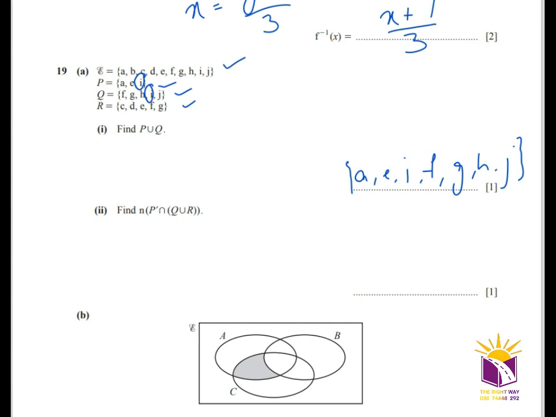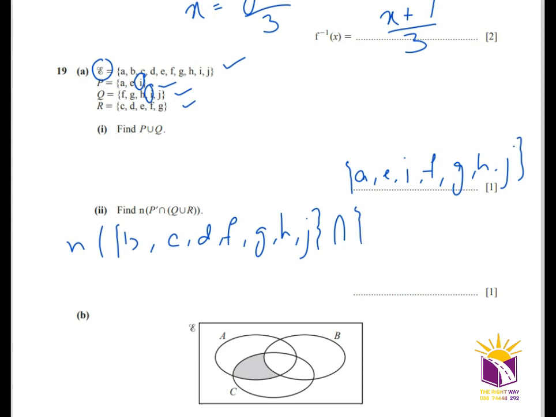Part 2. Find the number of terms in P complement intersection Q union R. What will be P complement? P complement will be all the elements of the universal set except the elements of P. So it will be B, C, D, F, G, H and J. Not E, because E is in P.